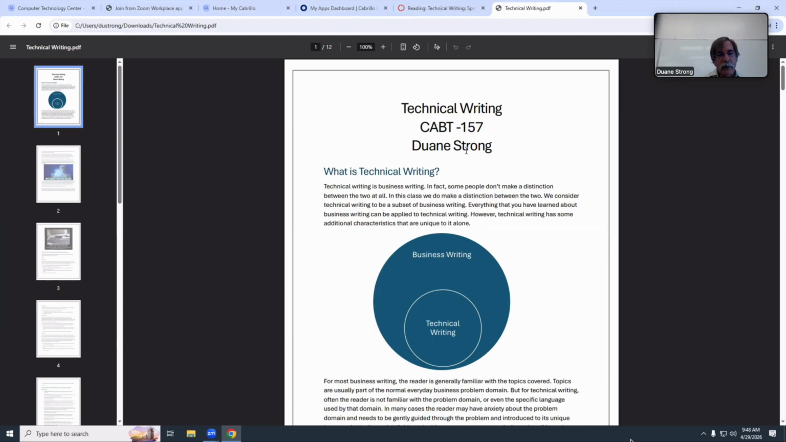The situation is technical writing is business writing, but it's got more to it. If you look at my little Venn diagram here, you can see technical writing is completely subsumed by business writing. So all the things that you've been learning about business writing, they all apply to technical writing. But we're going to go over some of the extra things that technical writing has that business writing doesn't have, just by itself.